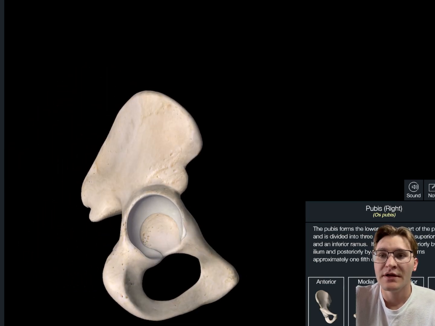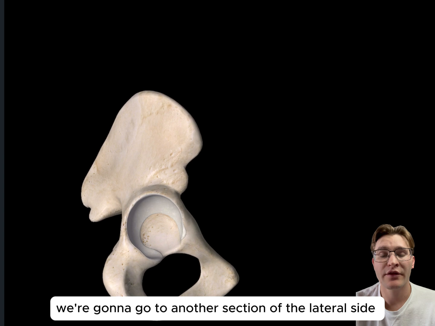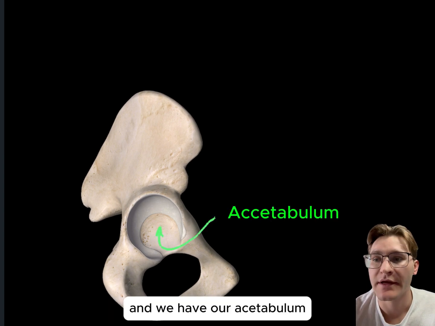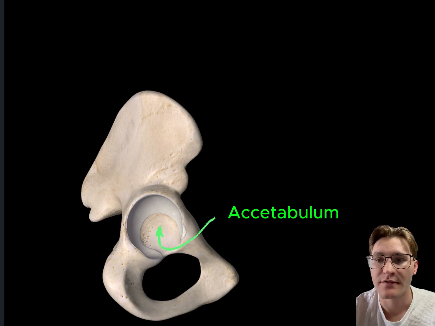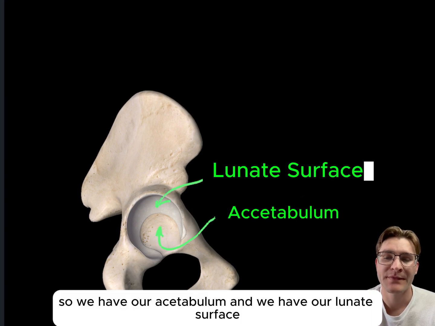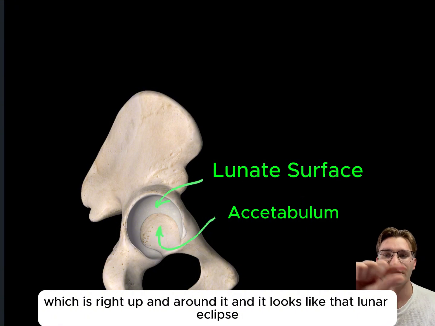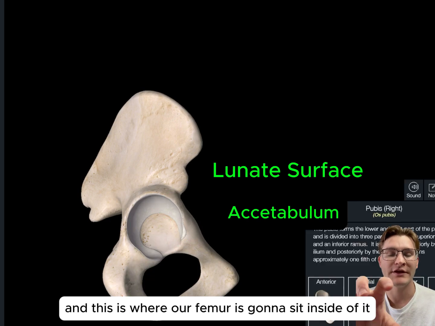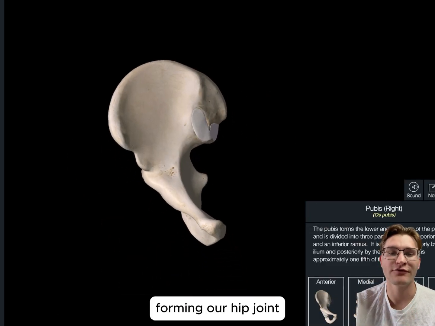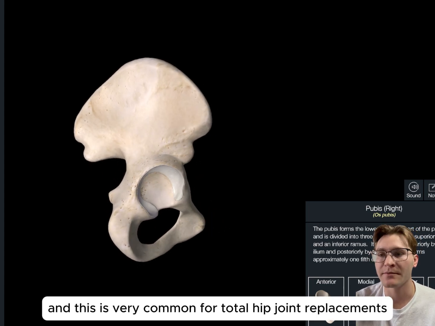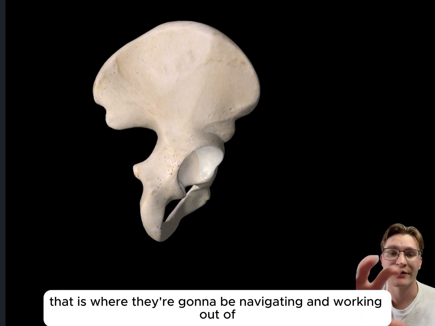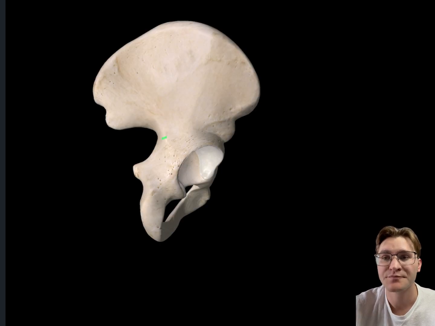Okay. And we're going to go to another section of it, more lateral side of our hip, and we have our acetabulum. All right, so we have our acetabulum, and we have our lunate surface, which is right up and around it, and it looks like that lunar eclipse, right? That's why it's called the lunate surface. And this is where our femur is going to sit inside of it, forming our hip joint. And this is very common for total hip joint replacements and things of that such. That is where they're going to be navigating and working out of.